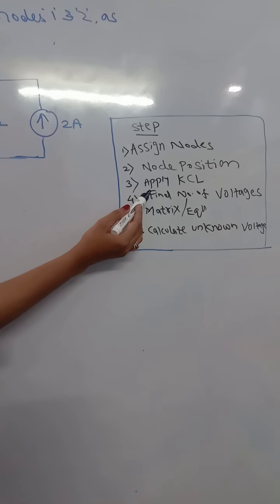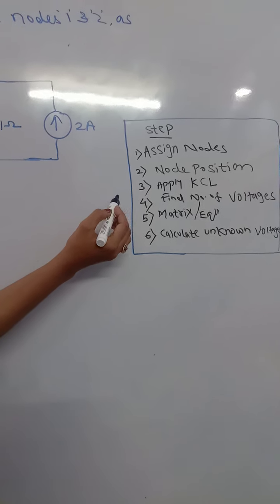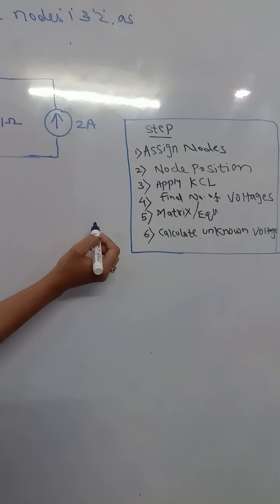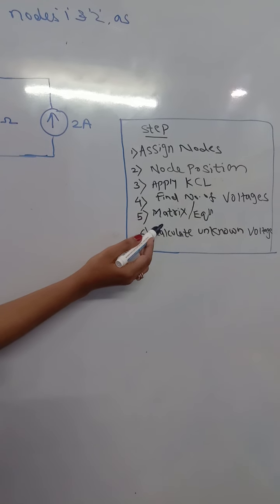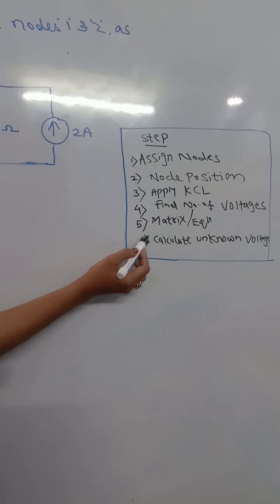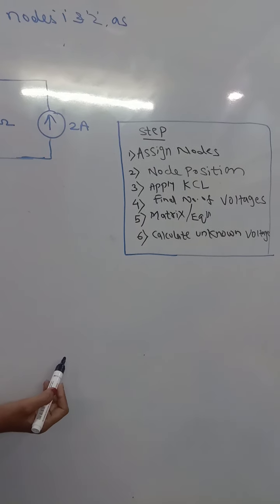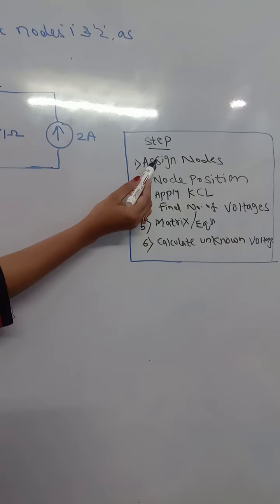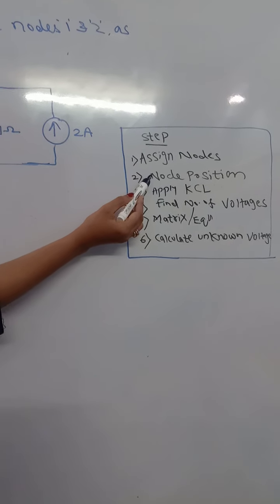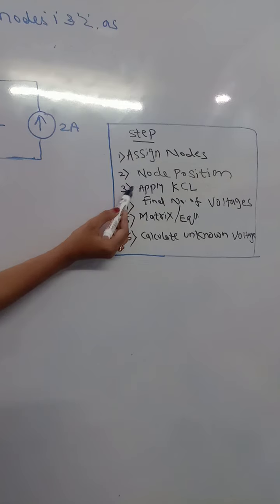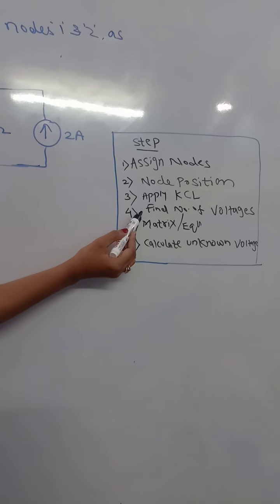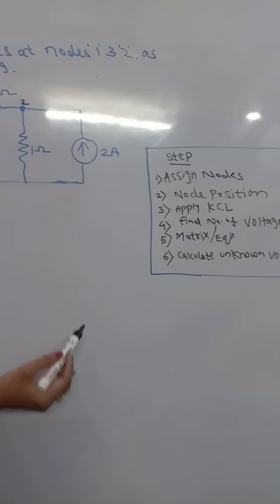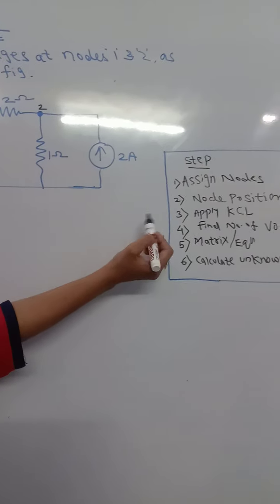That is Kirchhoff's current law, in which you write the equation in the form I is equal to V by R. And the fourth is the number of voltages you need to find out: simplify the equation, and finally calculate the unknown voltages. If you compare these steps with KVL, there it is the number of loops, the direction of the current, then KVL, and the number of currents you are interested to find out, equation and unknown currents. So this is the comparison between the KVL and the KCL.